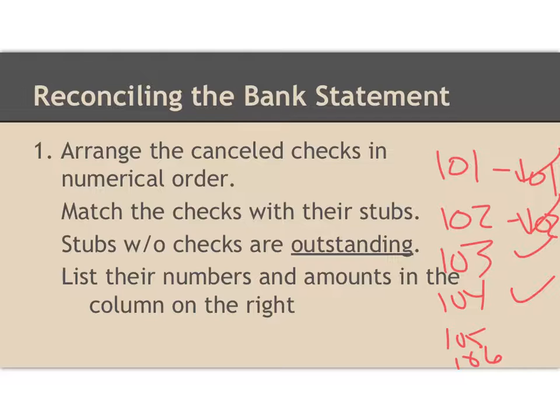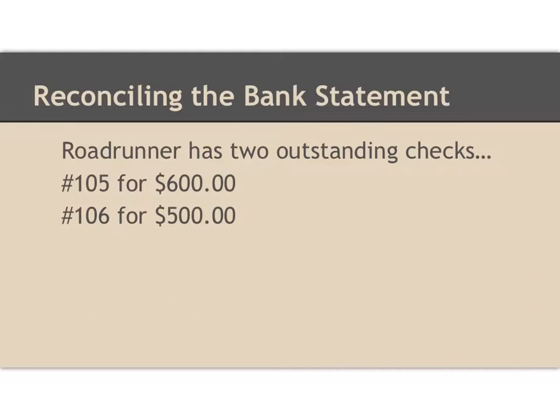These are the outstanding checks. Check 105 for $600 is an outstanding check. Check 106 is an outstanding check for $500.